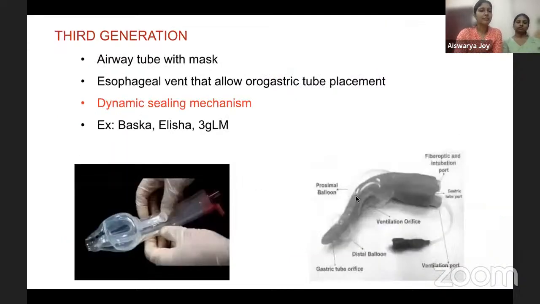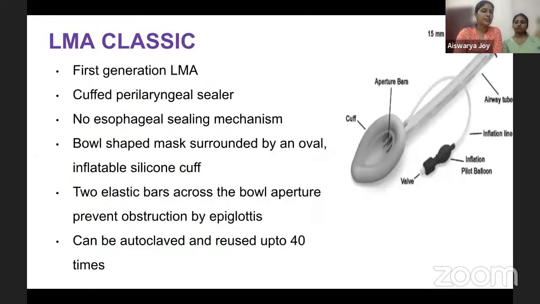The third generation LMAs have an airway tube with a mask, and an esophageal vent that allows orogastric tube placement. The main peculiarity is a dynamic sealing mechanism. Examples are Baska, Elisha, and 3G laryngeal mask. And now we are discussing individual types. First one is LMA Classic.